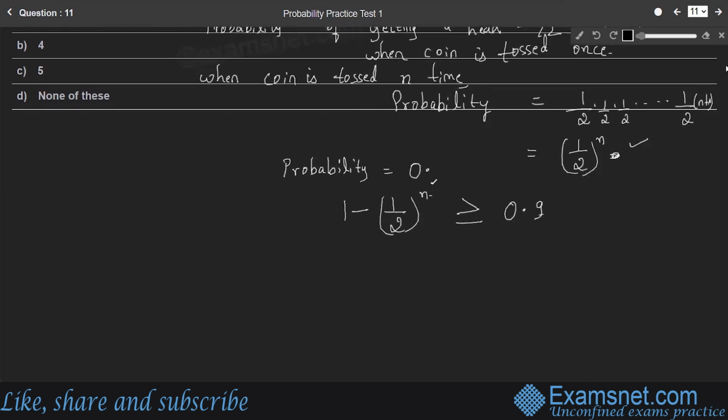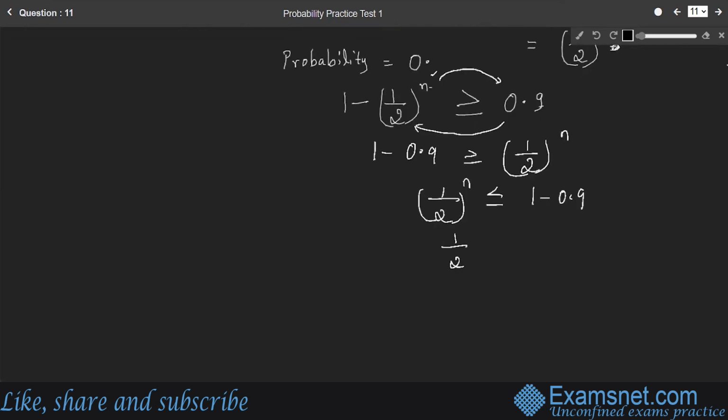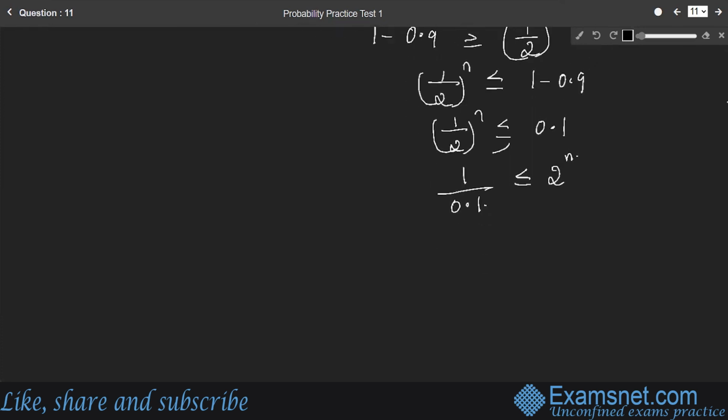We need to find the value of n here, so just simplify it. Take the 1 by 2 raised to n to the RHS and this 0.9 to the LHS. It becomes 1 minus 0.9 is greater than or equal to 1 by 2 raised to n. Or you can write 1 by 2 raised to n is less than or equal to 1 minus 0.9, so 1 by 2 raised to n is less than or equal to 0.1. Just rearrange this. Take 1 by 0.1 on the LHS: 1 by 0.1 is less than or equal to 2 raised to n. Interchanging these two values, 1 by 0.1 is 10, so 10 is less than or equal to 2 raised to n, or 2 raised to n is greater than or equal to 10.